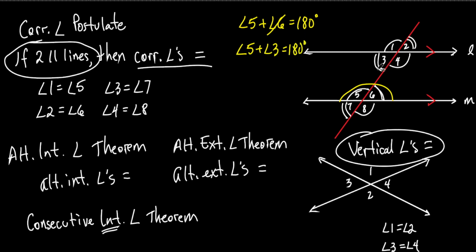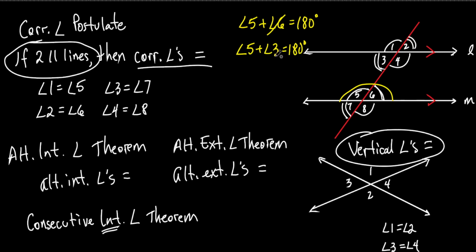What's true about angles 5 and 3? What's the name of the relationship between them? They are consecutive interior angles. So what must be true about consecutive interior angles then? They add up to 180. Do you see that? So since 5 and 6 added up to 180, and 3 and 6 were equal to each other, I could replace or substitute angle 3 in for angle 6, since they're the same angle. And that must mean that angle 5 plus angle 3 is 180.